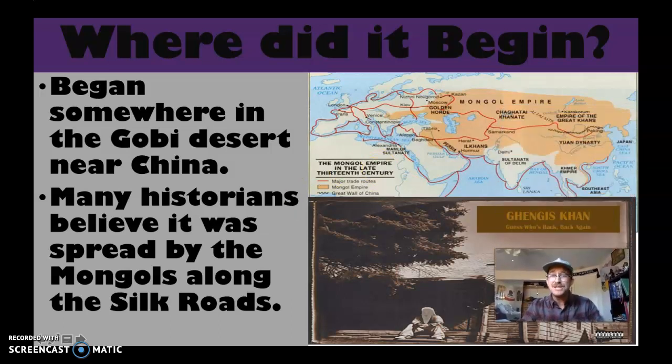Who on earth is responsible for this Black Death? Of course it's coming from the Mongols, because the Mongols seem to do everything, right? Now, historians have traced back the origins of the Black Death, and it started right over here in the Empire of the Great Khans. It started somewhere around the Gobi Desert near China, spread because of the Mongol Empire. And it spread so quickly because it was spreading along these things called the Silk Roads. We've talked about this. Yes.